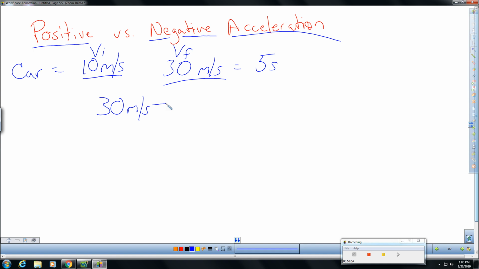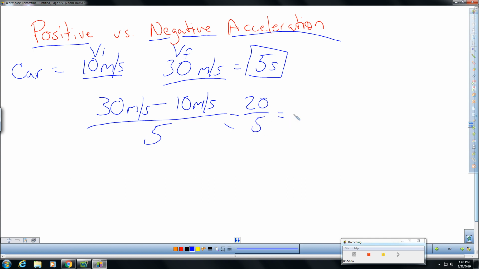So 30 minus 10 meters per second, and that is all over the time that we said it took, which was 5. So 30 minus 10 is 20, divided by 5 is 4. So this is 4 meters per second, and the key here, it's meters per second over seconds, so it actually becomes meters per second squared. So the rate of acceleration is 4 meters per second squared.